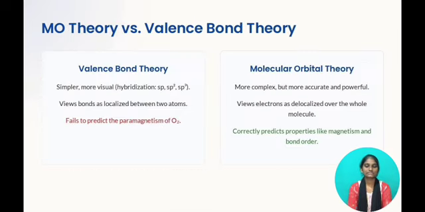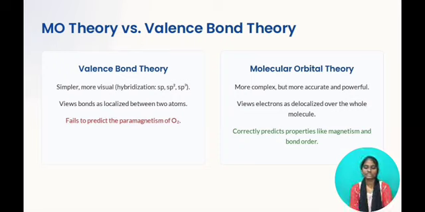Molecular orbital theory versus valence bond theory. Valence bond theory is simpler and more visual. It shows hybridization of sp, sp2, sp3. It views bonds as localized between the atoms. It fails to predict that oxygen is paramagnetic in nature.